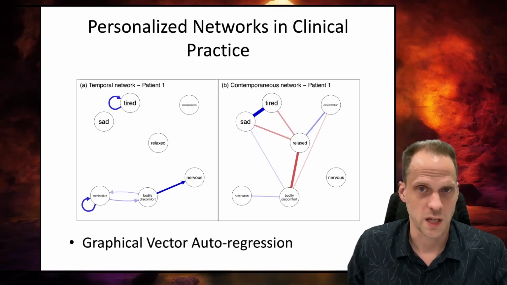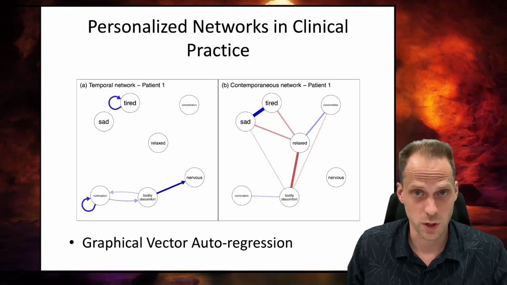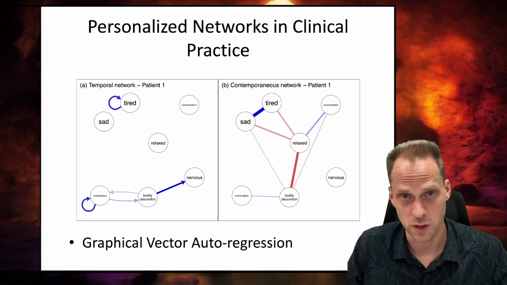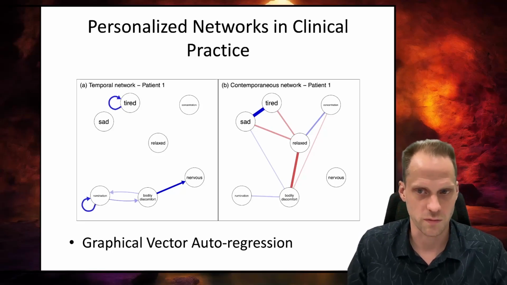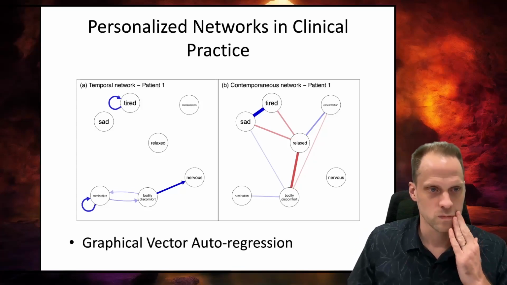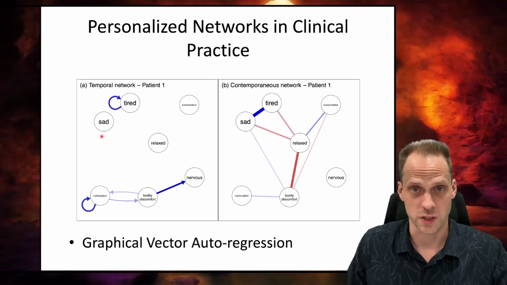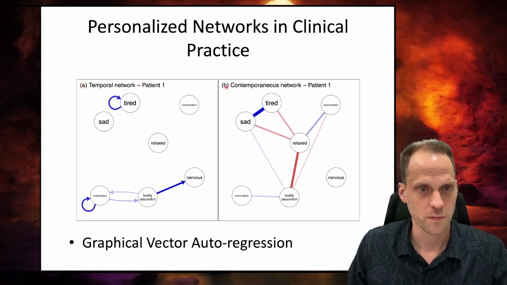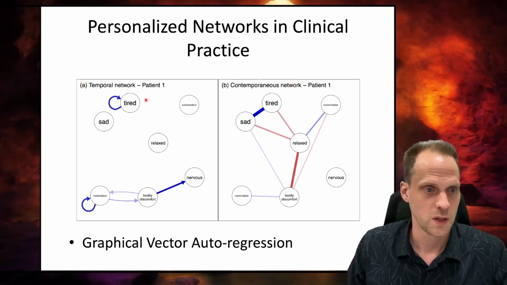In this N=1 modeling, as personalized network modeling, we usually prefer to use lasso regularization because we just have very little data to work with. So then that works best. So we get two network structures, a temporal network and a contemporaneous network. So what does this mean?